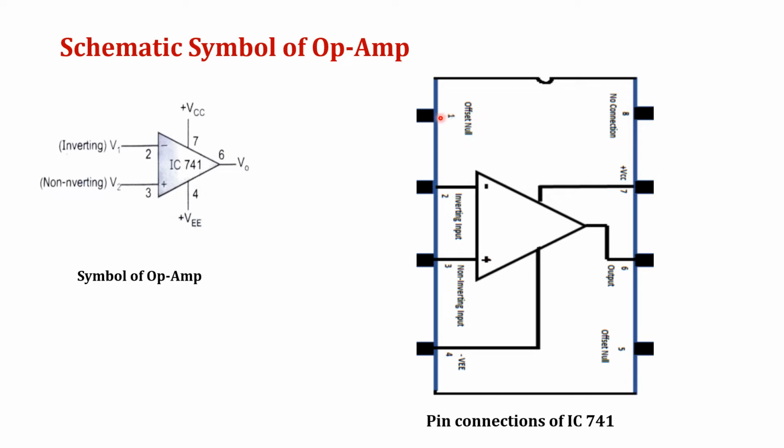And the pin connections start from the left side of this panel, 1, 2, 3, 4, and continue on the other side, 5, 6, 7, 8. Such an operational amplifier, its symbol and pin connections, we use for the next explanation.